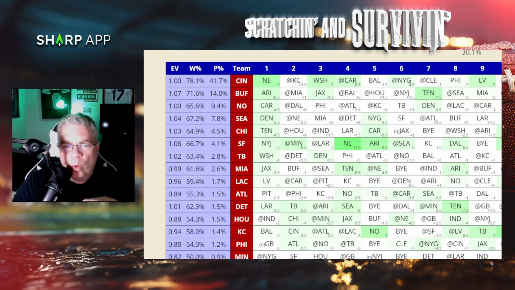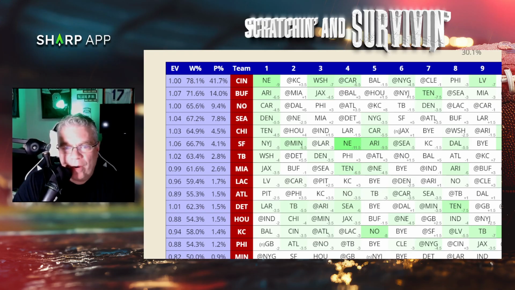We'll go over this more in detail as we go along, and I'm going to get into my spreadsheet in a little bit. But let's just go over the week here and what we're looking at as far as teams and who's being taken by how many people. I sorted this by the pick percentage, the P percentage, and we see Cincinnati getting almost 42% of all entries right now. They're 9-point favorites, home against New England, so it's understandable. They are the largest favorite on the board this week. You've got Buffalo at 14% right now, 9.5% for the Saints.